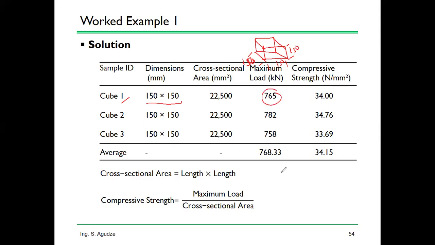And we all know that stress is force over area. It's the same thing, so compressive strength is maximum load over cross-sectional area. Area is length times length, and then you get this. This is for the analog type of machine. They take the maximum load divided by the area, and they get the compressive strength. Remember, they have to convert to newtons. This is typically how it is done in the lab.